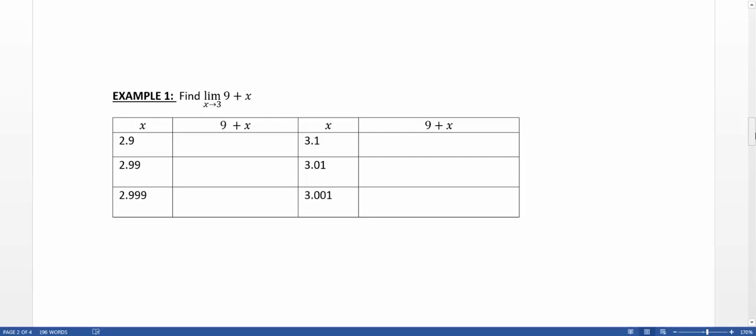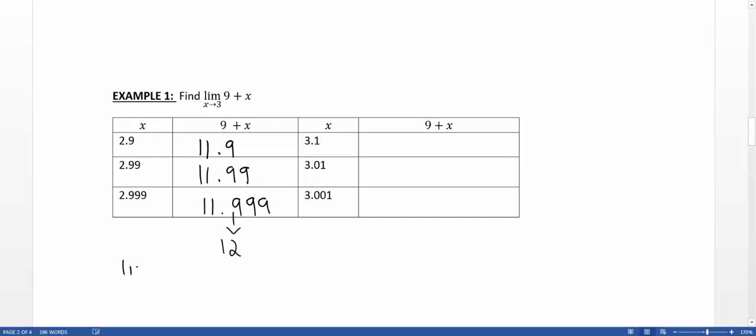So 2.9, 2.99, 2.999. So here, we're going to start by plugging in the 2.9 into the given function, and we're going to get 11.9. Now we plug in 2.99, and we get 11.99. And when we plug in 2.999, we get 11.999. So here, the limit from the left, I think we can safely say, is approaching 12.